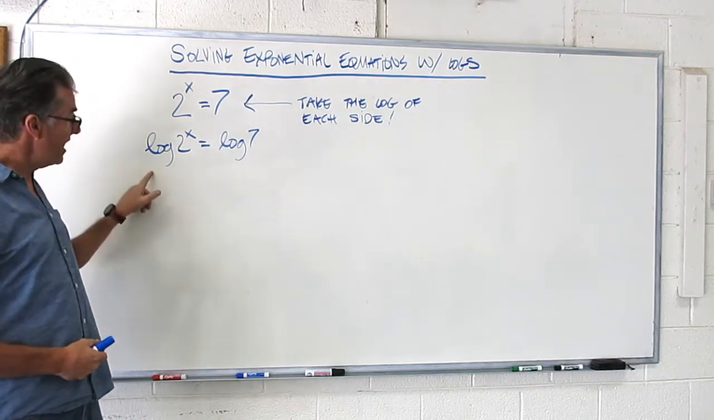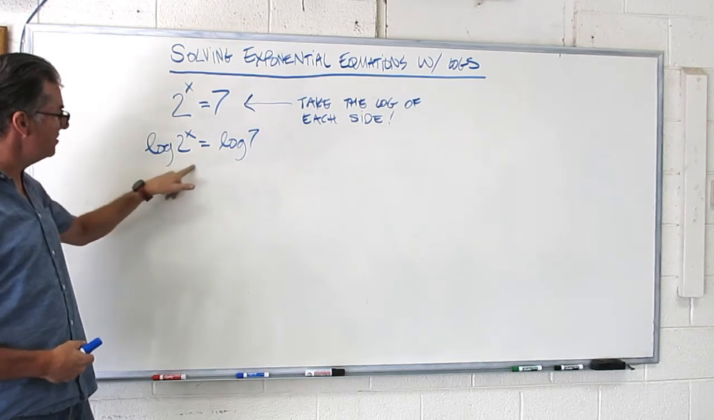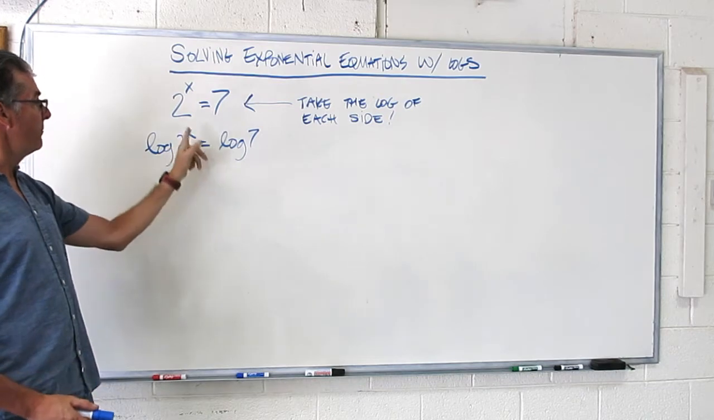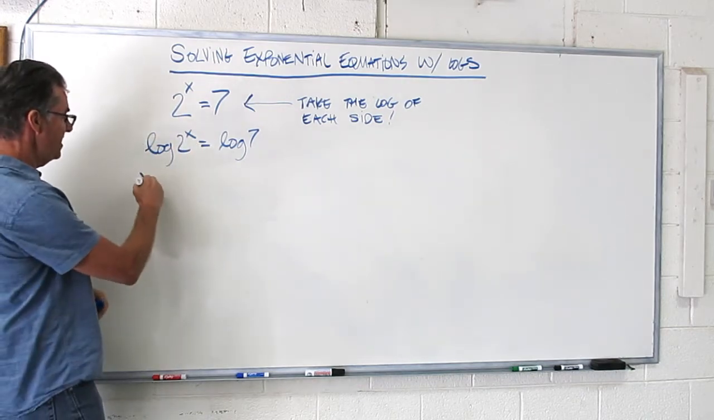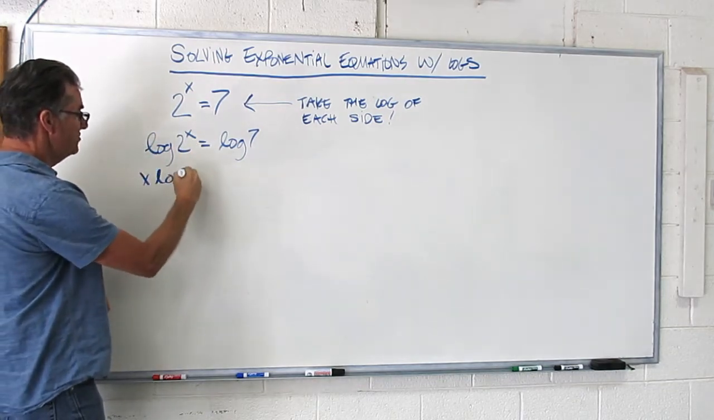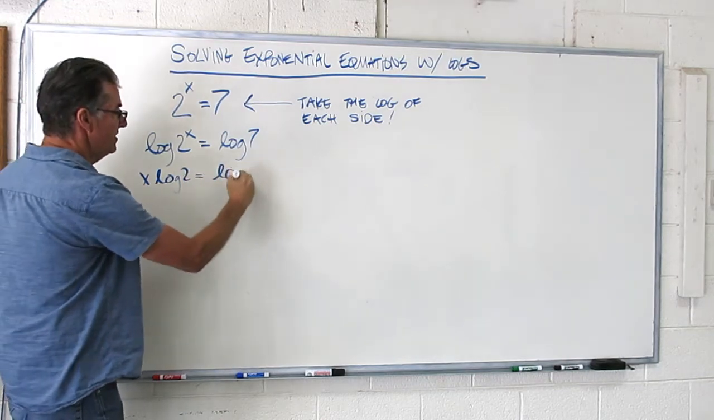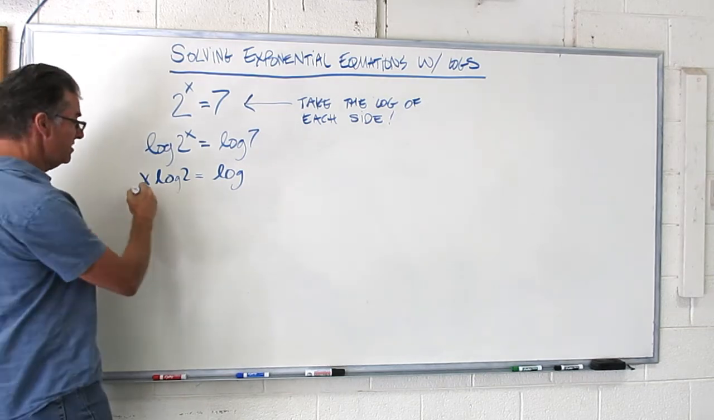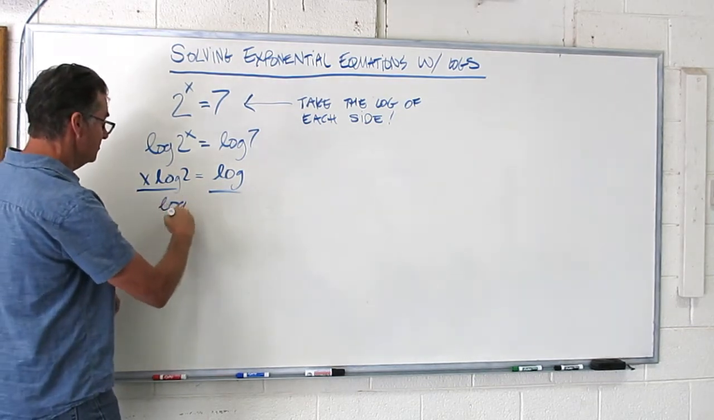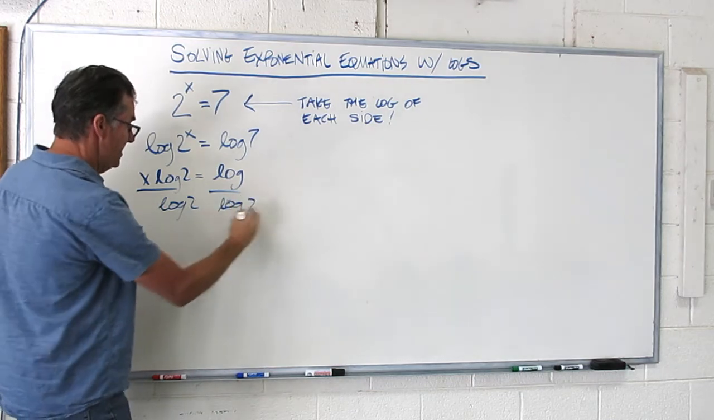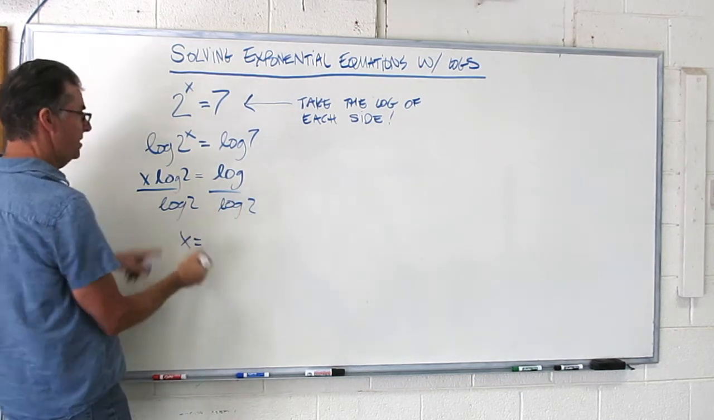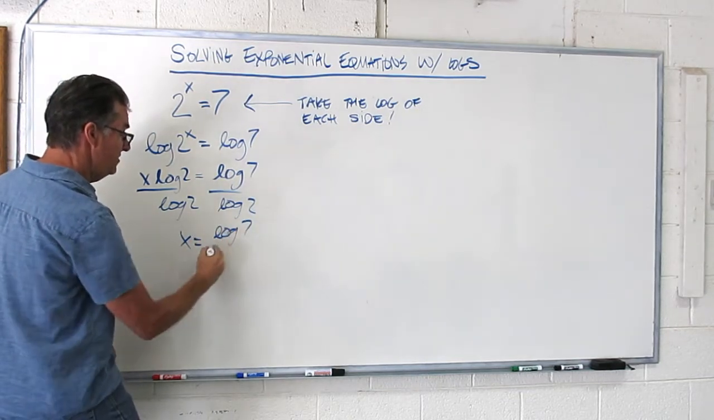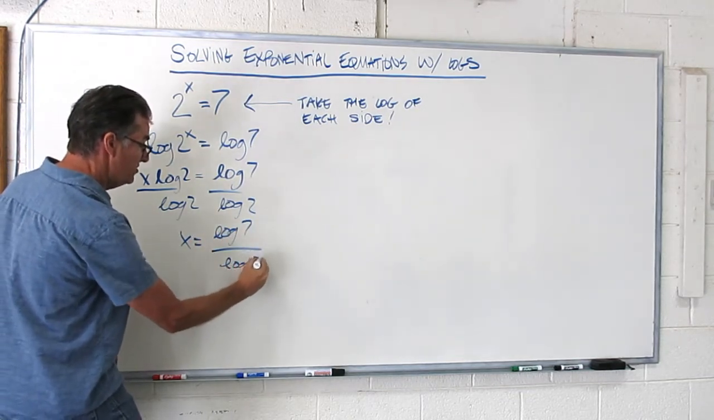Now check this out. We have a rule that lets us deal with this side of the equation. When you take the log of a number to a power, the power can come out and we have x times the log of 2 equals the log of 7, like that. Now I want to get x alone, so I can divide both sides by log of 2. And I get x equals, I'm sorry, I left off my 7. There we go. I got x equals the log of 7 over the log of 2.